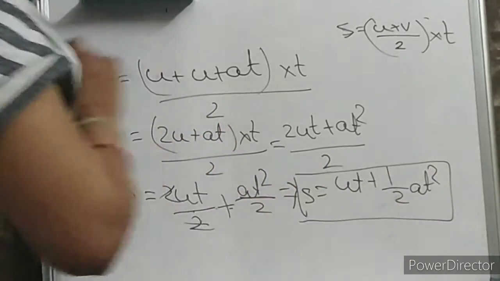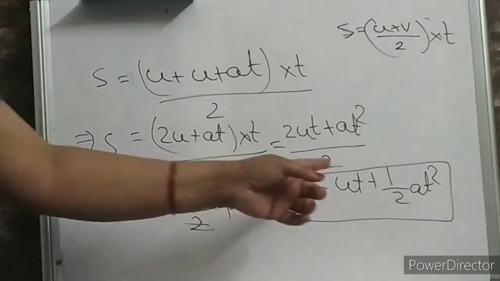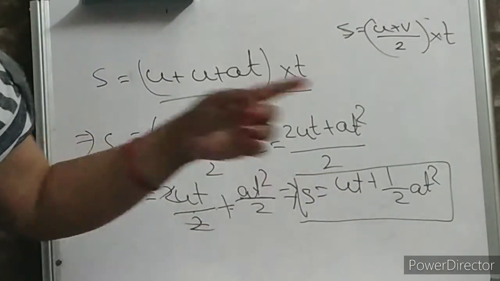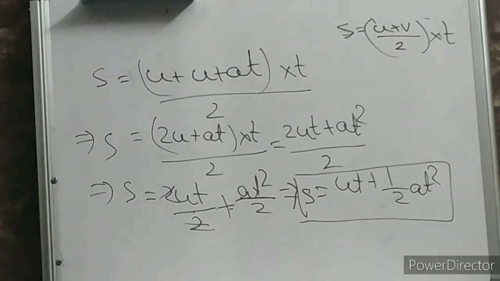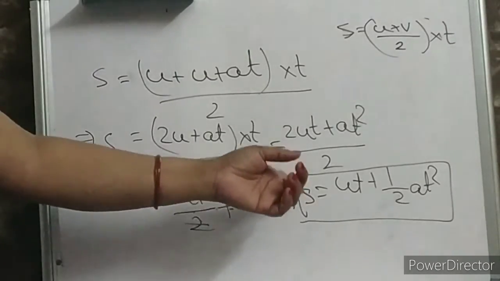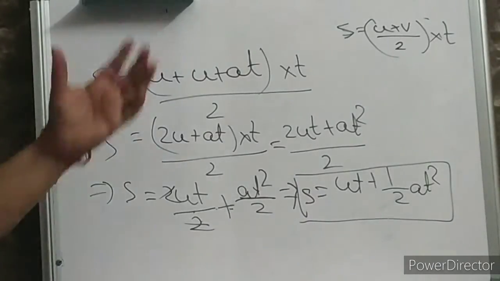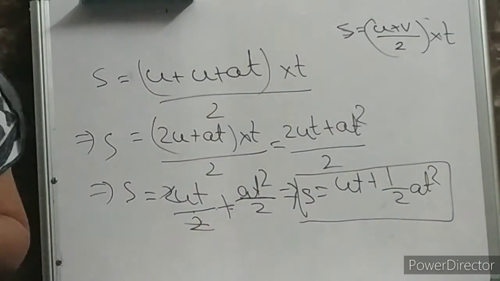Is this mathematical proof clear, children? What is s? It is the distance travelled by a body in time t. u is your initial velocity, t is the time taken, and a is the acceleration. So this equation is used to calculate the distance travelled by a body. Hope I am clear with these two equations.